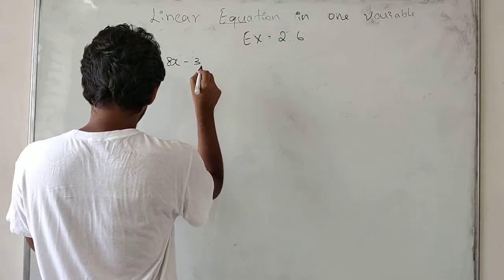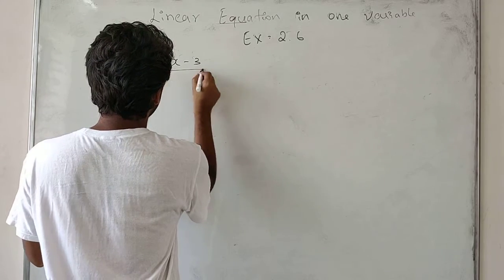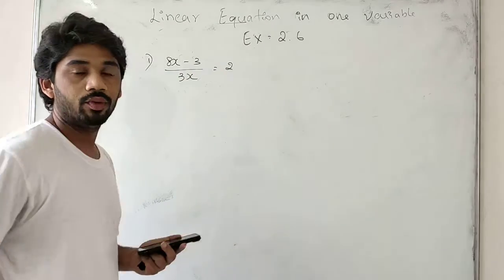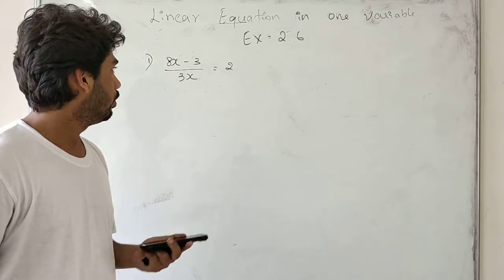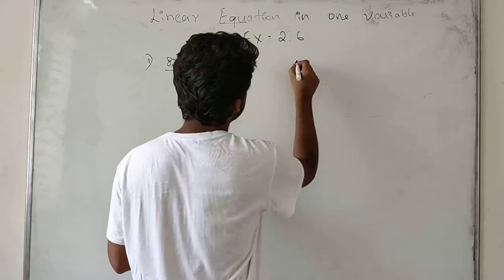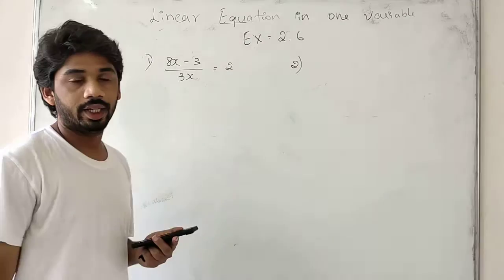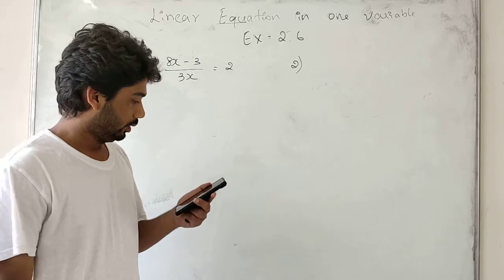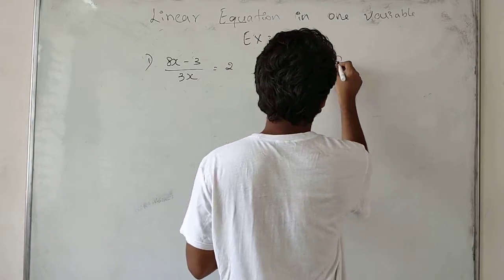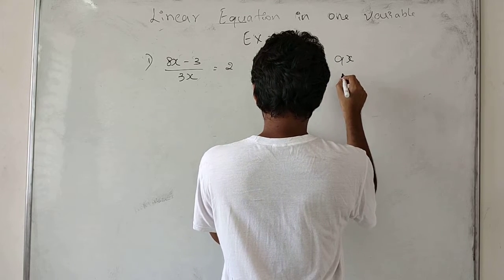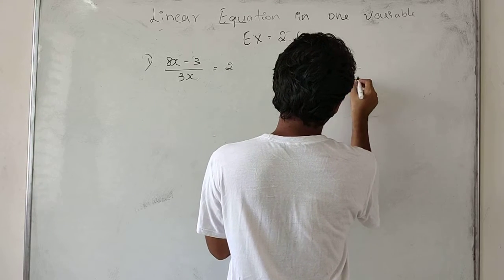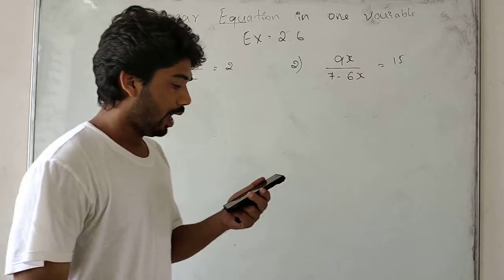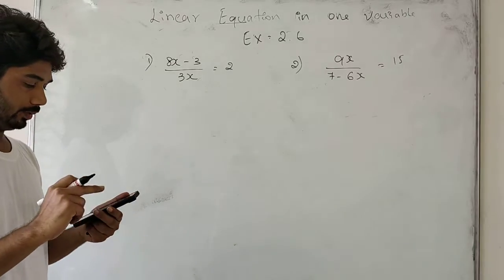8x minus 3 by 3x is equal to 2. Here we have to find the value of x. Students, I will be taking this class in bilingual language, English and Kannada. Second one: 9x by 7 minus 6x is equal to 15. Here also we have to find the value of x.